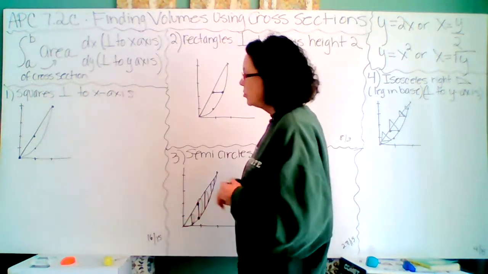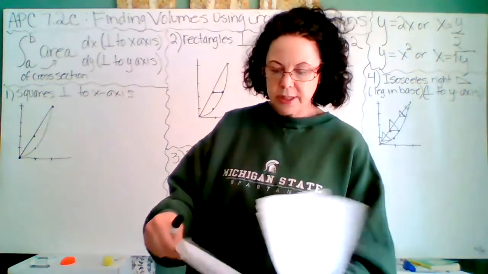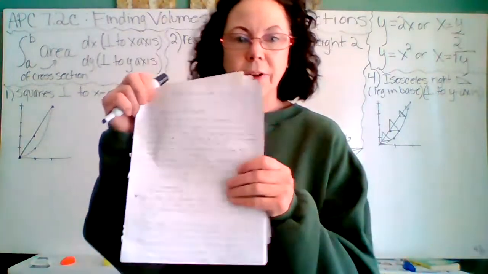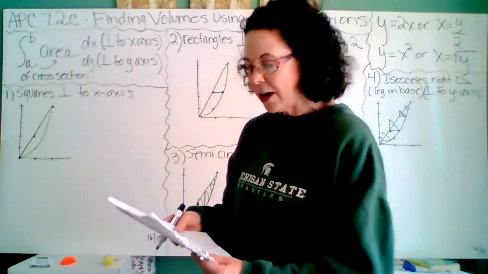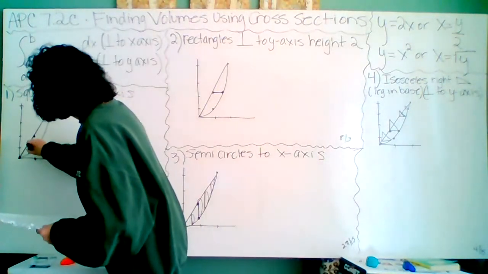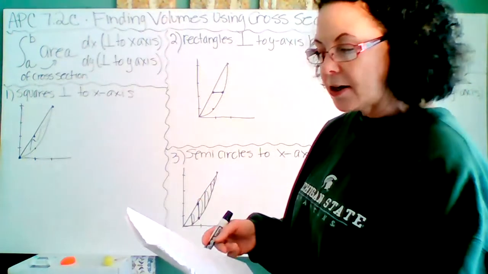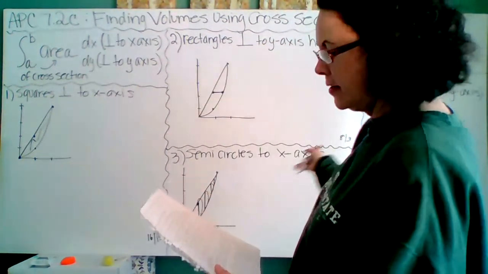So the next thing we do when we're doing cross sections, as you will see from your notes, right, here's your notes here. You have your notes in your hand. We're going to draw the region and shade it just very, very lightly. There we go. We're going to determine the type of cross sections that we have. We already have done that.